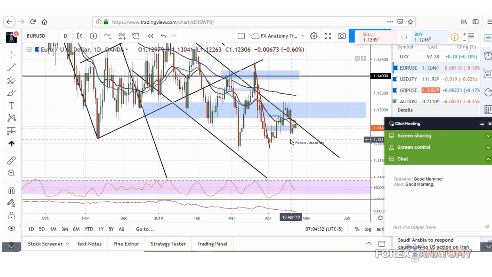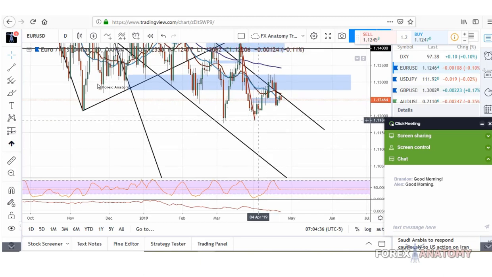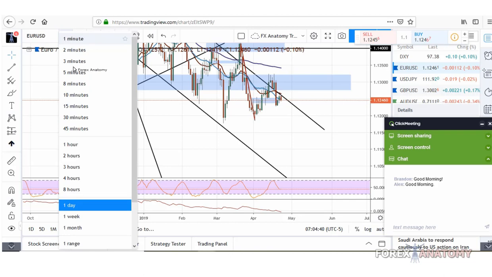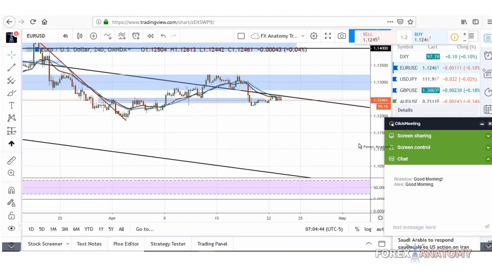And we're going to talk about that in a little bit. But if you go to the 4-hour chart, let's do that right now. We can either go to the 4-hour or the 1 hour. It really doesn't matter, but let's just do the 4-hour.